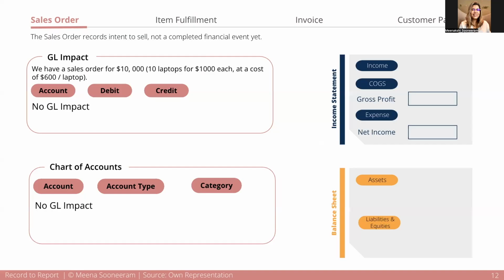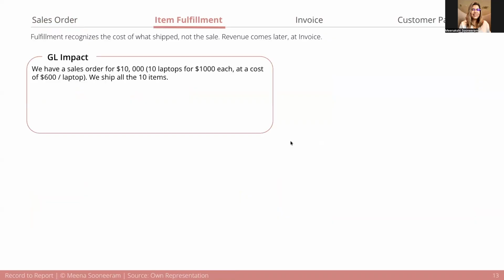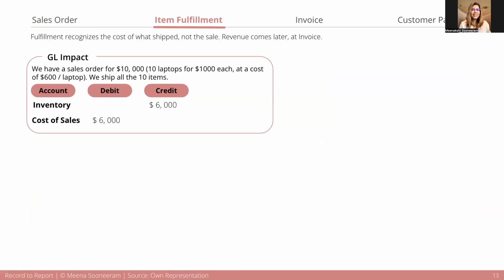So let's move to the shipping part. Let's say we have shipped all the 10 items to our customer. Now, when we create our item fulfillment on NetSuite, there are two entries that get generated in our GL. First is inventory. We are removing inventory, that's a credit. And this is where our COGS gets impacted. The COGS, the cost of goods sold, is the cost associated with the products that we have just sold.